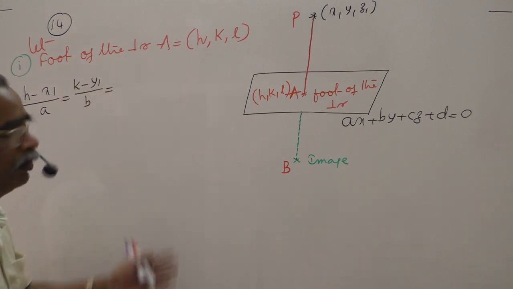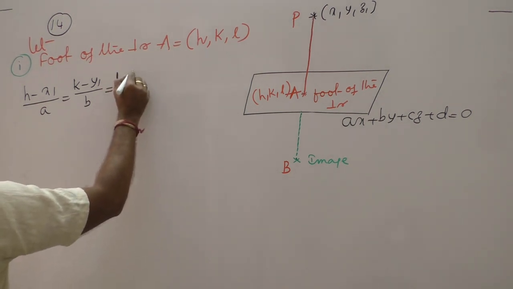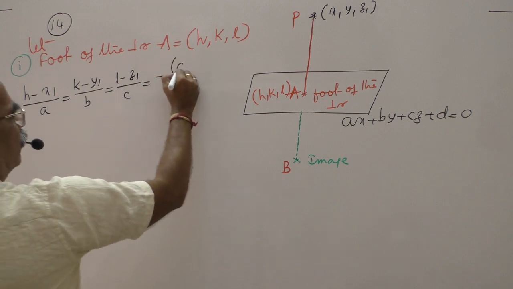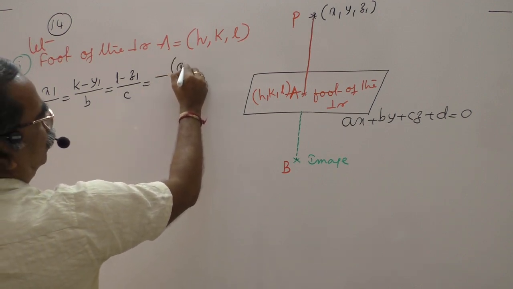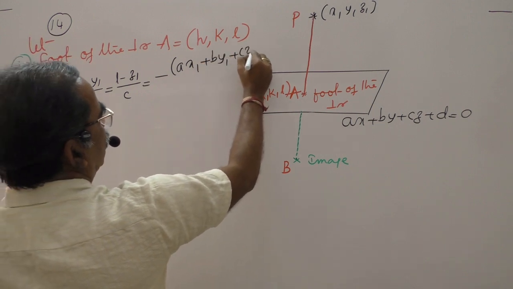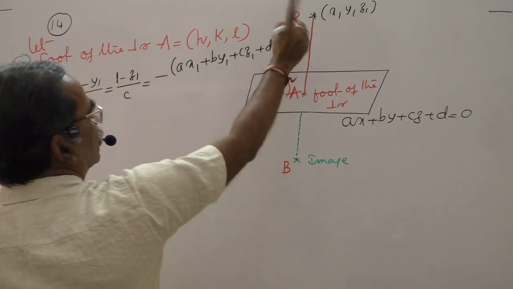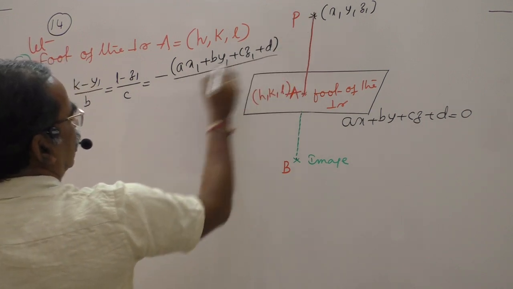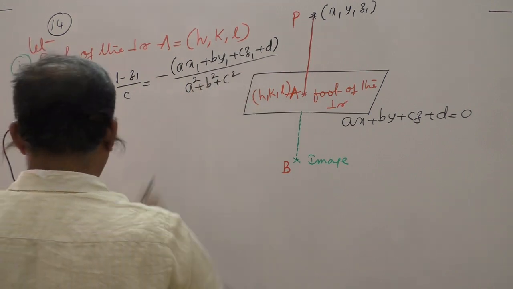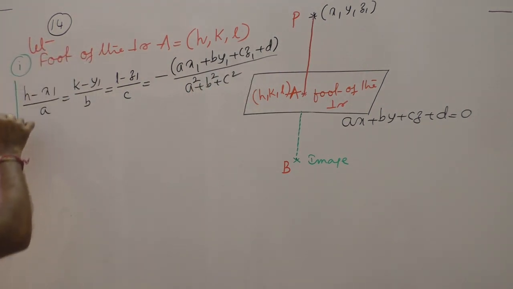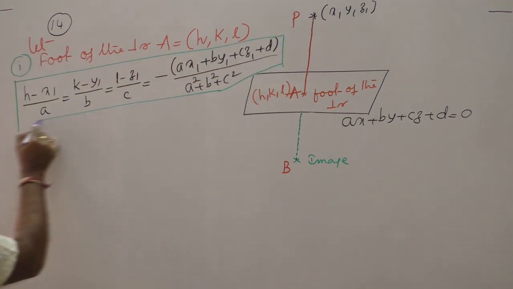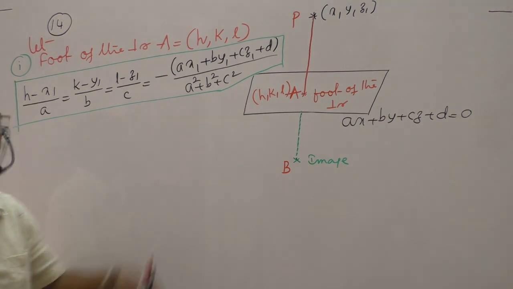This is 3D, no? We will have one more. L minus Z1 by C is equal to minus of AX1 plus BY1 plus CZ1 plus D, that means writing the point in this, divided by A square plus B square plus C square. Using this relation, the foot of the perpendicular can be found directly.